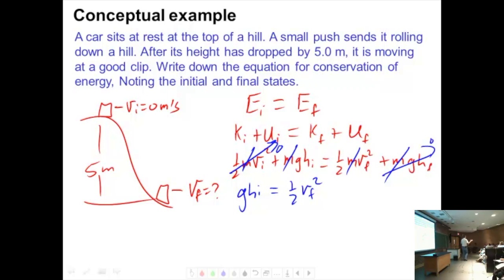If I do my algebra first before I plug numbers in, it becomes much easier. What am I looking for in this case? What is the question asking you for? Write down the final states. Really, it's asking you, how fast is it going, right? Going at a good clip. What does that mean? How fast is it actually going? You're solving for v final. Well, v final is going to be 2gh all square rooted.